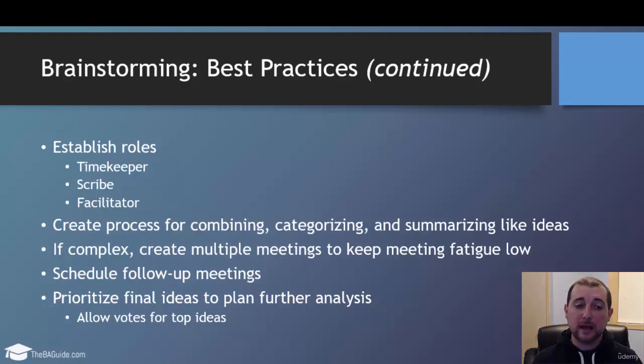So you want to leave ample time where you can combine some of those ideas. You can categorize some of those ideas. You can summarize some of the ideas that are very similar.